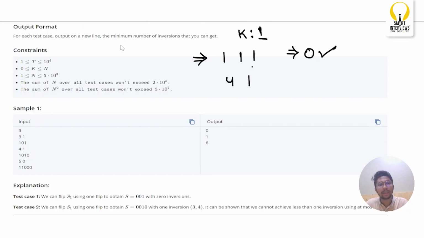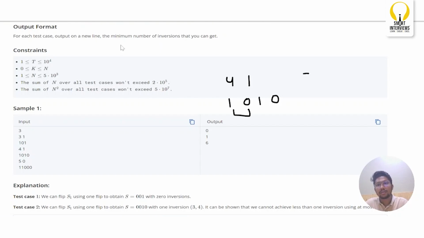k is 1 here, with the string 1, 0, 1, 0. Now, let's calculate the inversion count first. We'll get 1 here, plus 2 here, plus 1 here, so 3. For the string, we'll get a count of 3, but we need to minimize, right? We have one flip. You can use one flip.